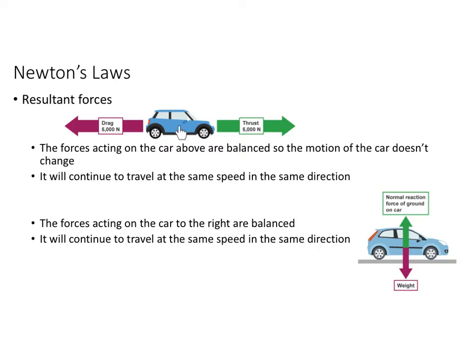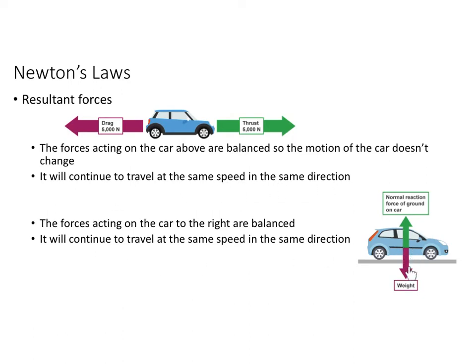So in this case of this blue car, we have the engine force and we have the drag forces, so the friction from the wheels and the air resistance on the vehicle. Okay, these forces are balanced, so that vehicle has no resultant force acting on it. It will continue to travel at the same speed in the same direction.